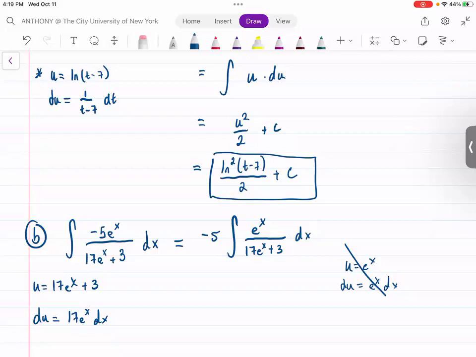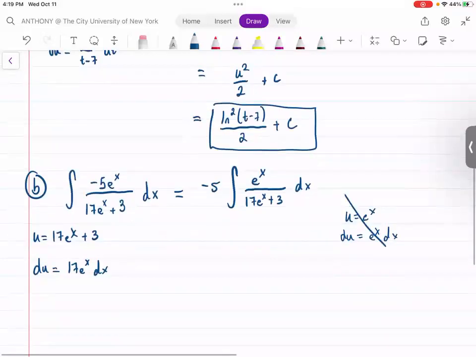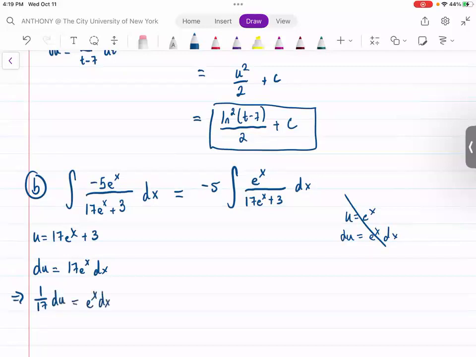Divide by 17. Now, instead of dividing by 17, you can say that you're multiplying by the reciprocal of 17. What is the reciprocal of 17? 1 over 17, right? So I could just rewrite my particular du here as 1 over 17 du equals e to the x dx. Now, the 1 over 17, do I need to have it inside of the integral? No, not at all. You can pull it out. So because we have the -5 on the outside already, we're going to have -5 times 1 over 17.